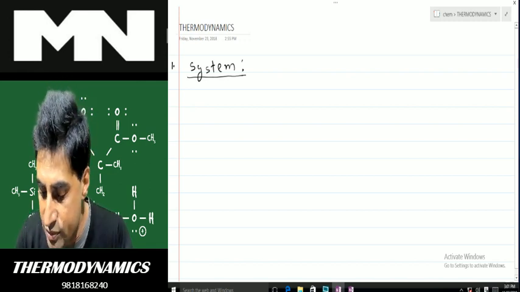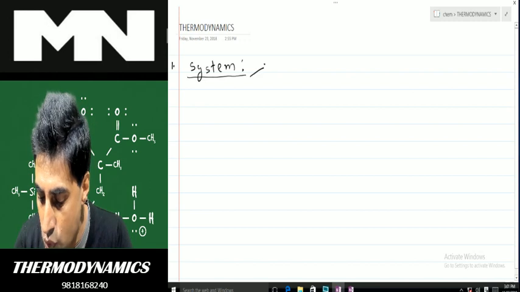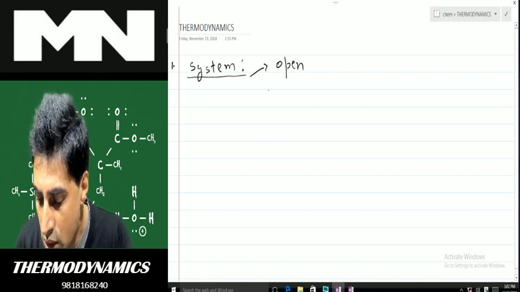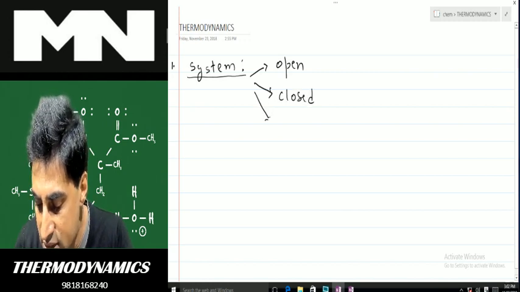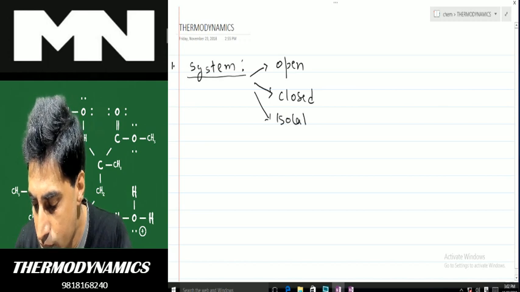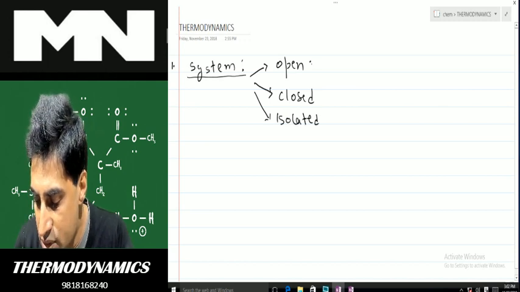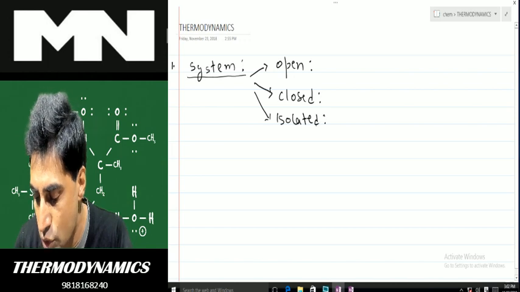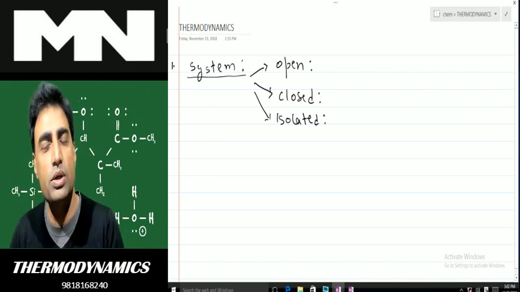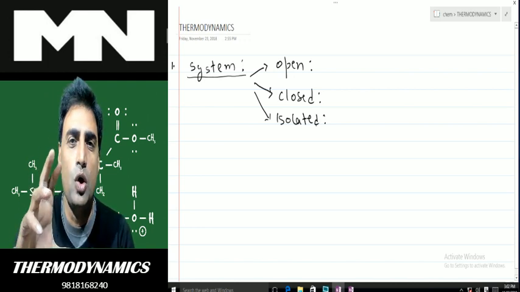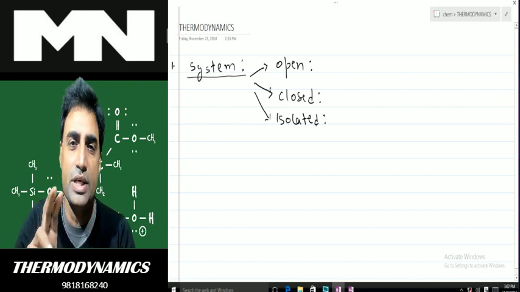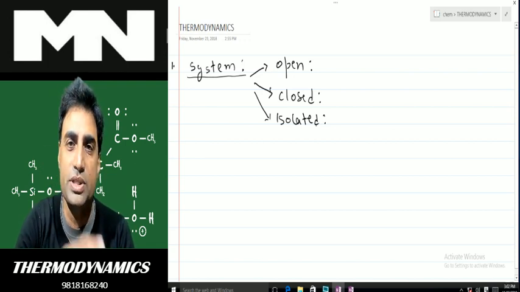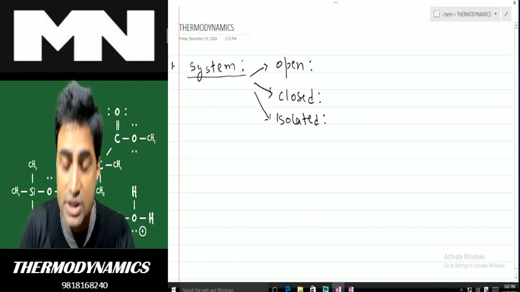We have three different types of systems. We can have an open system, a closed system, and an isolated system. Open system is what? It is just like a glass of hot water, which can exchange energy as well as matter with the surrounding. You can see that in case you have a glass of hot water, the vapors are moving out as well as the heat is also moving out from system to surrounding. Such a system is an open system.